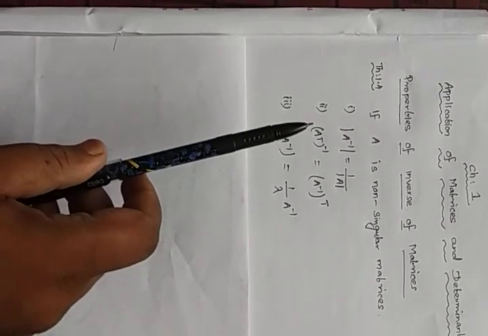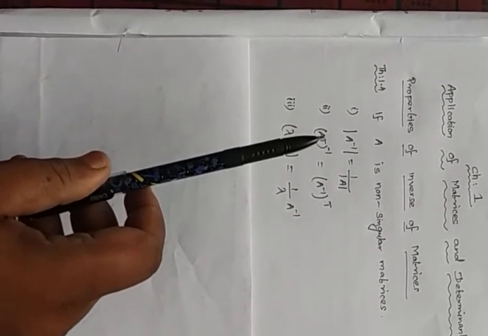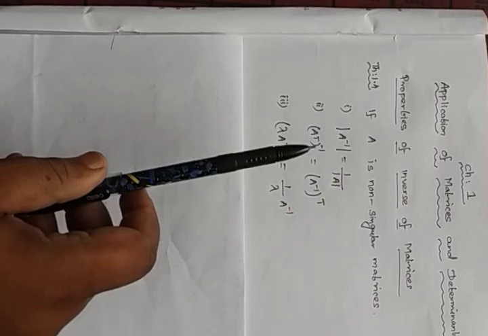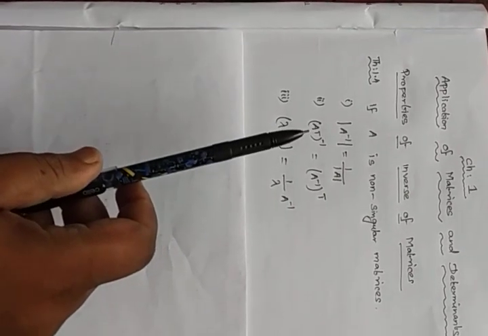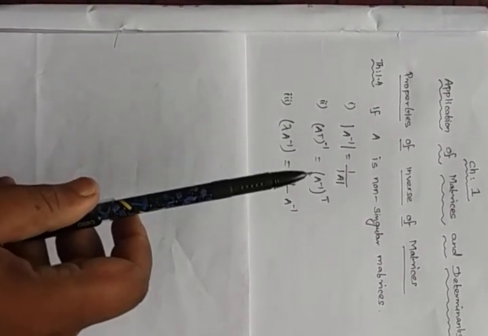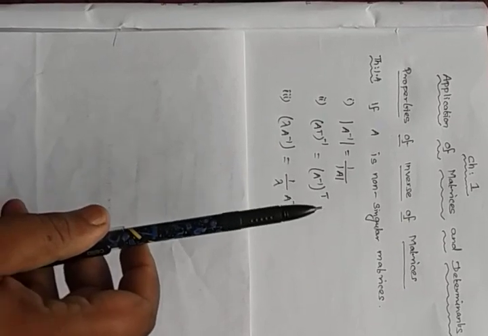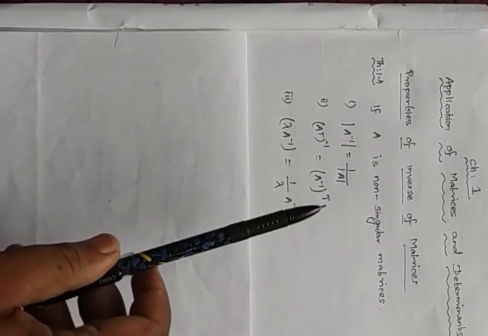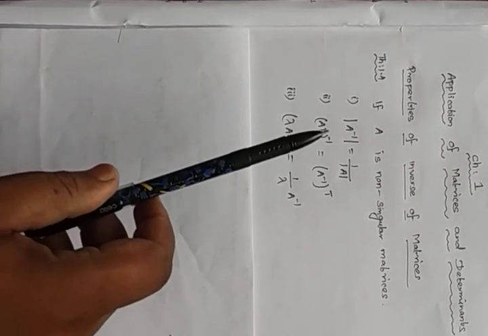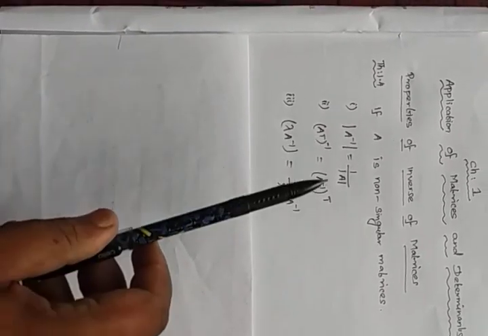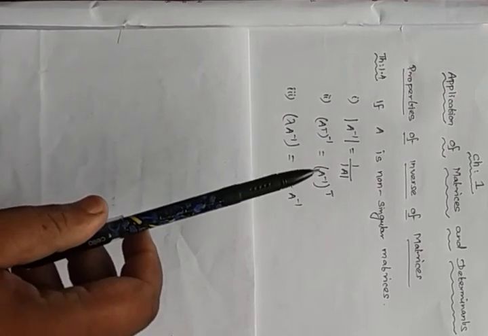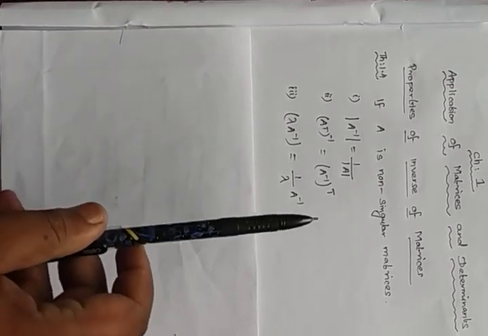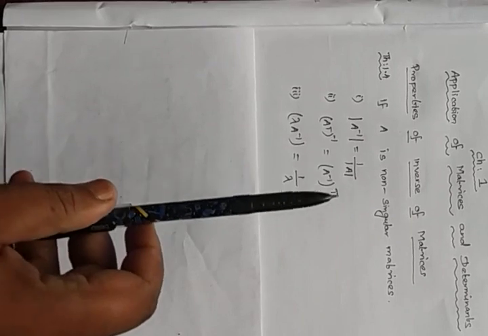Next, the second one: A transpose whole inverse is nothing but A inverse whole transpose. That means transpose and inverse we can exchange here. Here first you take transpose, then you take inverse, whereas here you take inverse first and then transpose. In both situations the value will be the same.